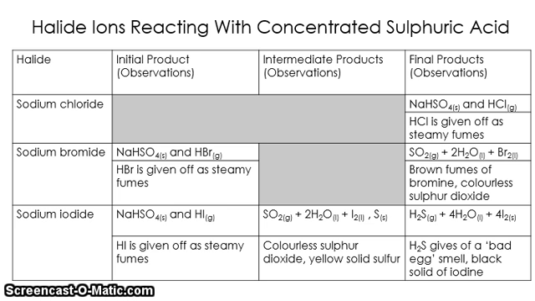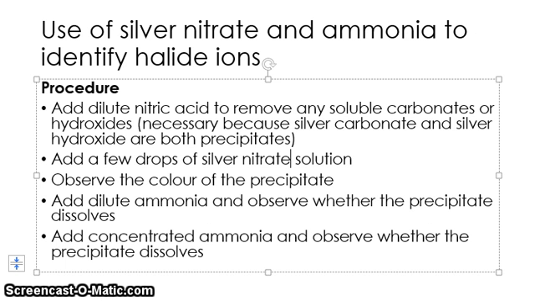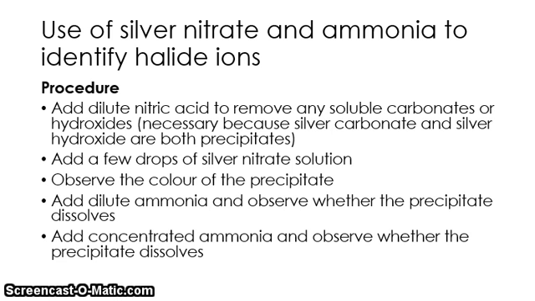So make sure you learn the products that you're given, the observations that you make, and you should be able to write equations to show what products you get. So what you also need to be able to do is use the silver nitrate and ammonia to identify halide ions. This is something that we've met at GCSE, but we do it in a bit more detail at A level.